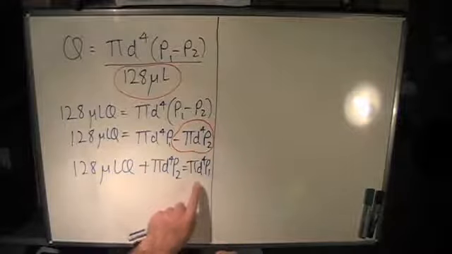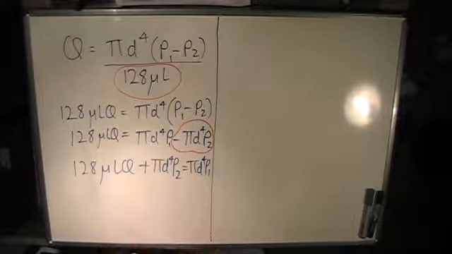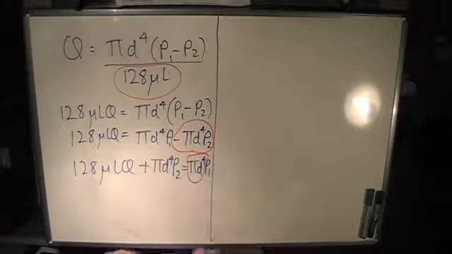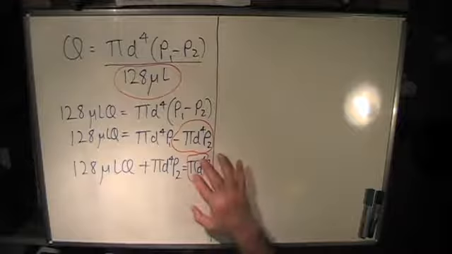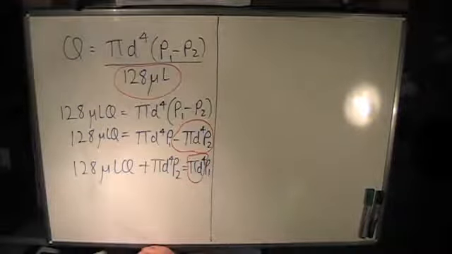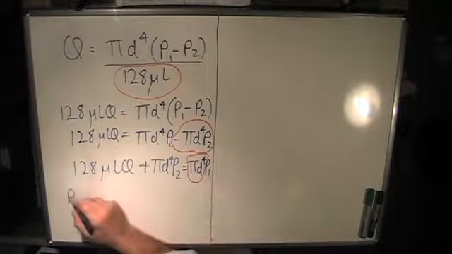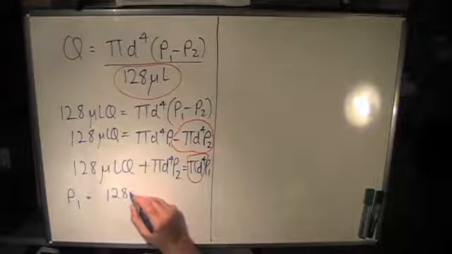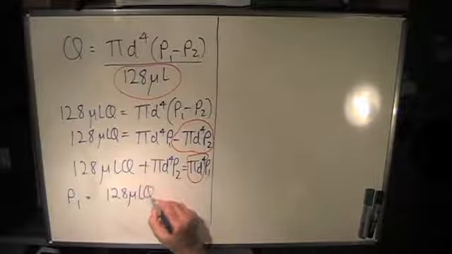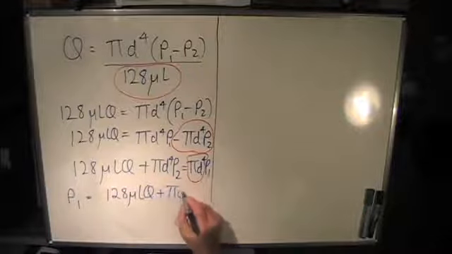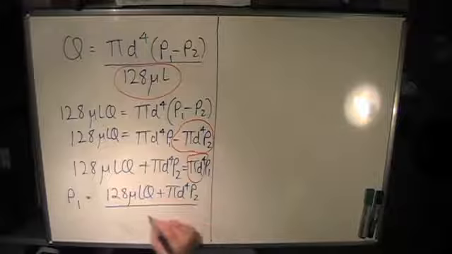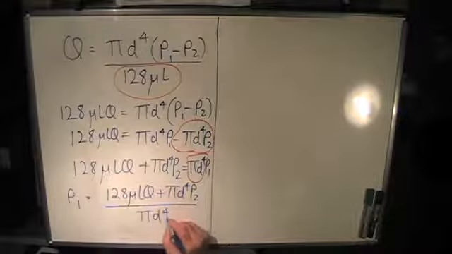So now in order to express P1 we just need to remove this multiplier with P1. So when it's on the numerator on one side, we'd put it in the denominator on the other. And we can write P1 starting from this side if we want. So we have 128 mu LQ plus pi d to the 4th P2 all divided by pi d to the 4th.